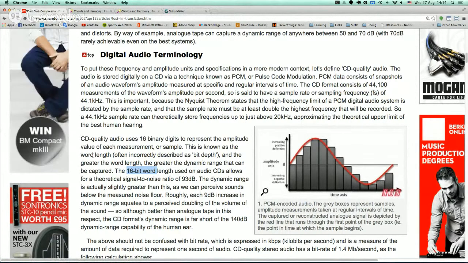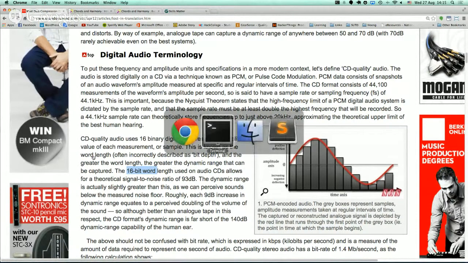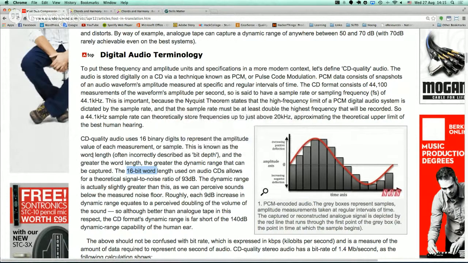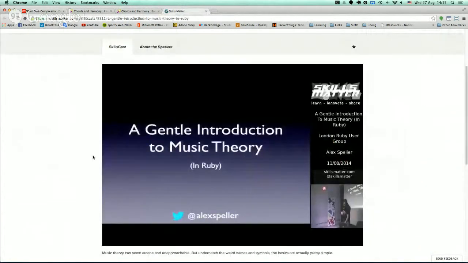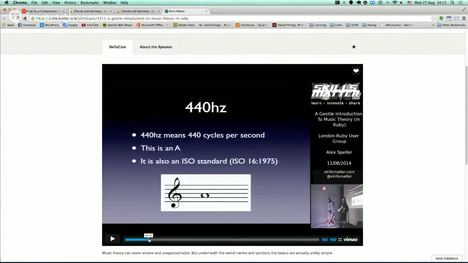So that's how computers understand sound, and how you would expect a sound file to look. Now in here he goes straight into the note. The first note that we ever understand in music is a note called A.